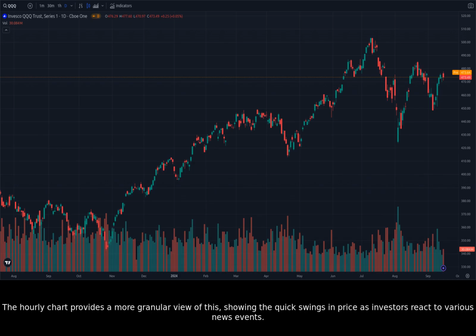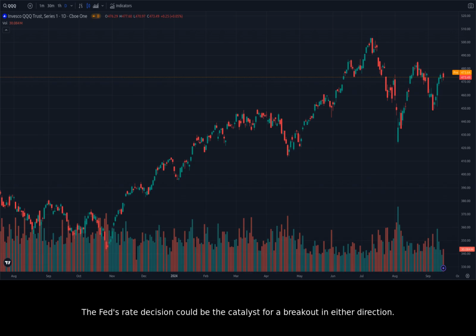The hourly chart provides a more granular view of this, showing the quick swings in price as investors react to various news events. The current consolidation in the 460 to 475 range suggests that investors are waiting for further clarity before making a major move. The Fed's rate decision could be the catalyst for a breakout in either direction.